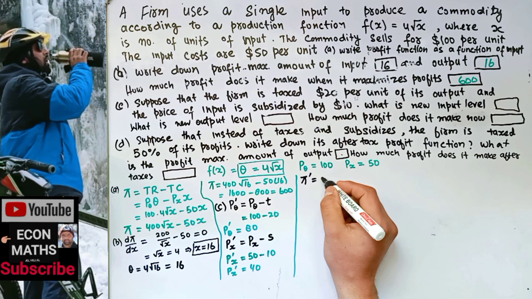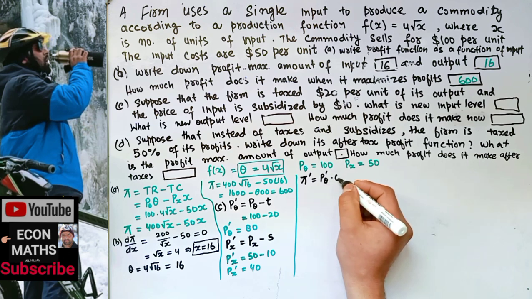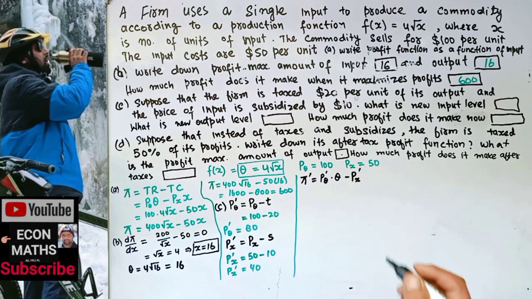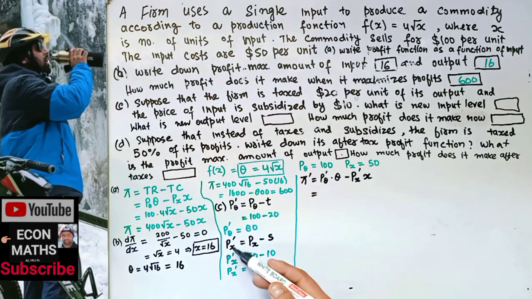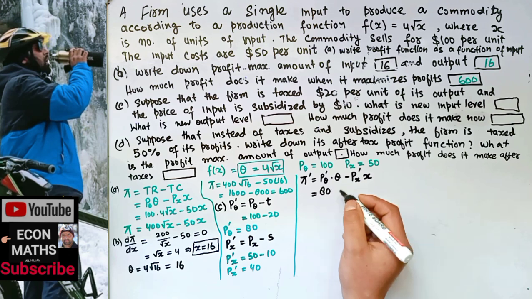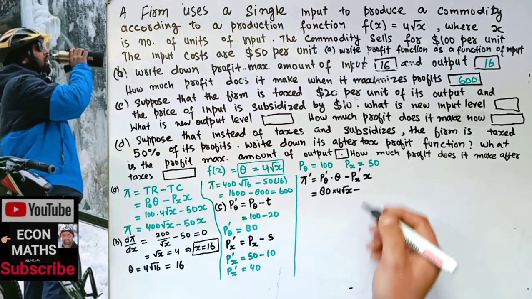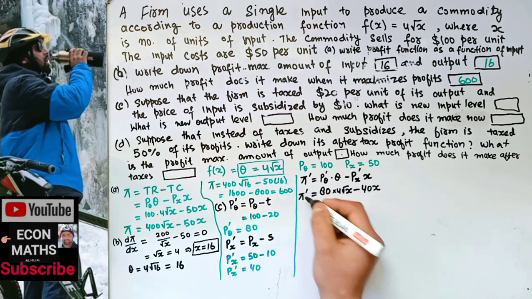So total revenue is the new price of output times units of output, minus the price of the new input, P dash X times units of X. The price of output is 80 this time, times Q, which is 4 under root X, minus the price of input, now 40 X. That is our new profit function.